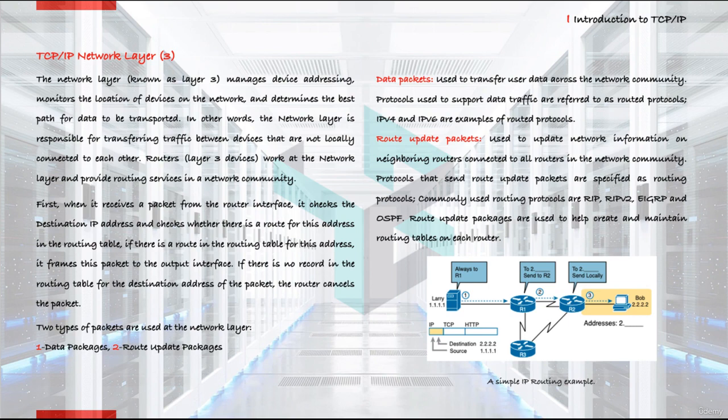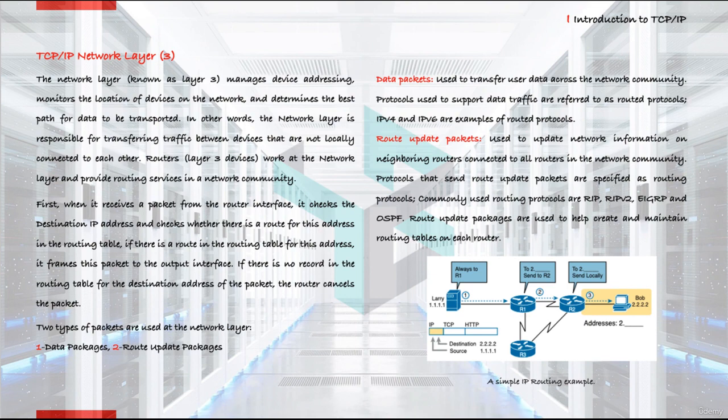The first is data packets and the second is route update packets. Data packets are packets used to transfer user data across a network community. The protocols used to support data traffic are specified as routed protocols. Examples of routed protocols are IP version 4 and IP version 6. Route update packets are used to update network information on neighboring routers connected to all routers in the network community.